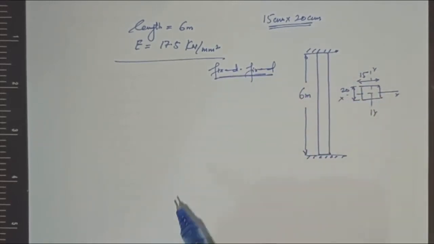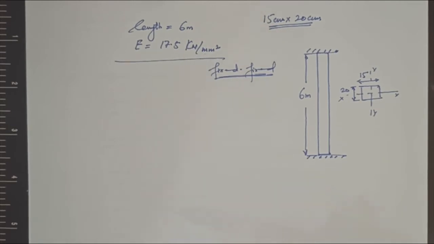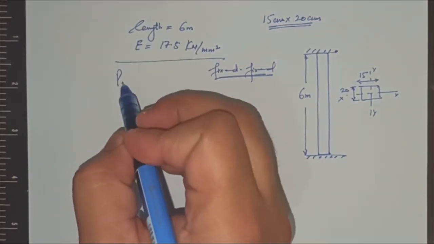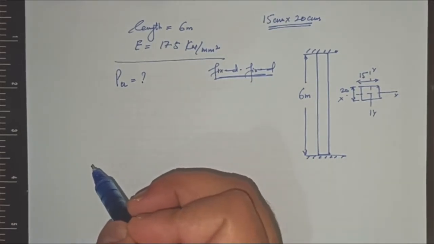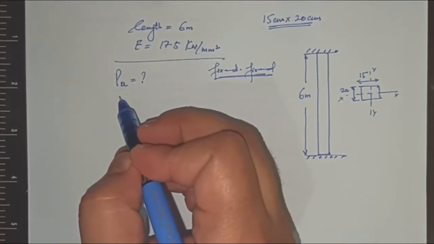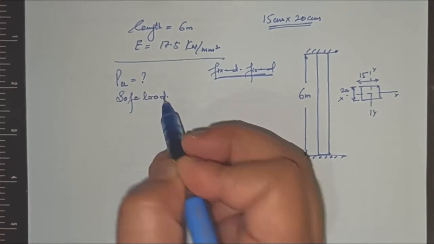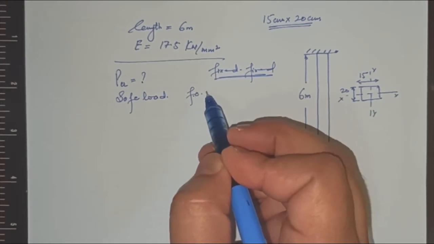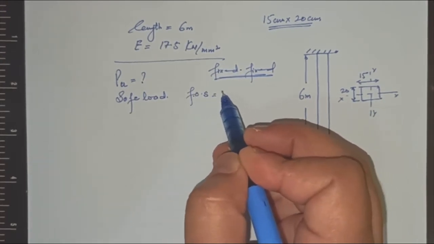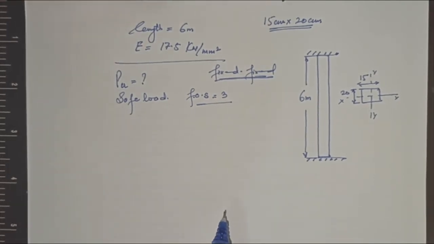and you know what the effective length will be. The Young's modulus is given to you. What you have to do is determine the critical load, and define the safe load. What will be the safe load that can be applied on this column if the FOS, or factor of safety, is given as 3? We'll be discussing what exactly factor of safety is.